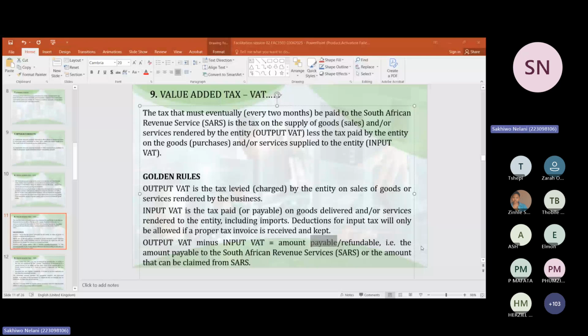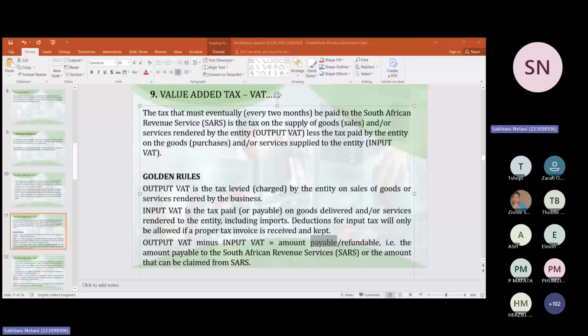So companies are just like individuals. If you're the employee, there's a tax for the individual. But VAT is like consumption. As long as you buy, you are expected to pay for a product that is inclusive of VAT. But your question, Debiso: in order for you to be registered as a VAT vendor, you must have a minimum turnover.